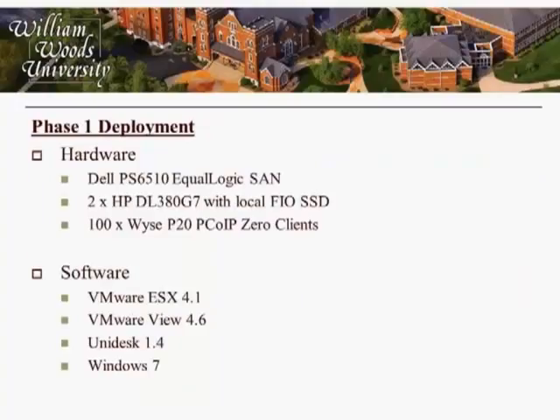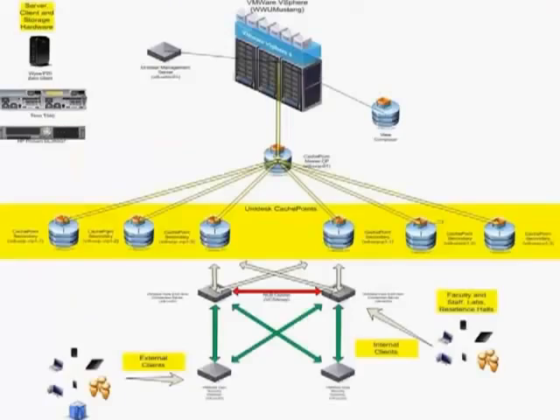We completed our Phase 1 deployment last summer. On the hardware side, we started out with a Dell PS6510 EqualLogic SAN, two HP DL380 G7s with Fusion-io cards installed locally, and about 100 Wyse P20 clients. We're a VMware shop, using vSphere 4.1, VMware View 4.6, Unidesk 1.4, and Windows 7. This is what our infrastructure looks like between the VMware side and the Unidesk side.